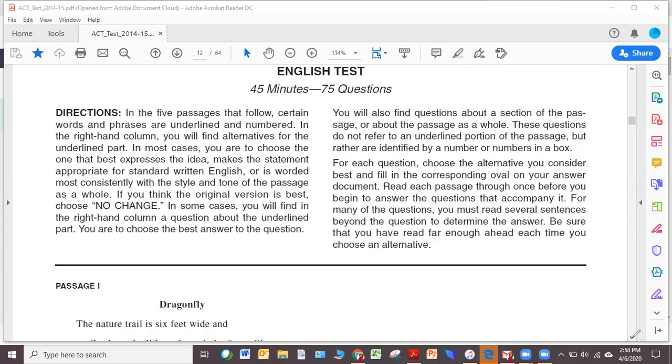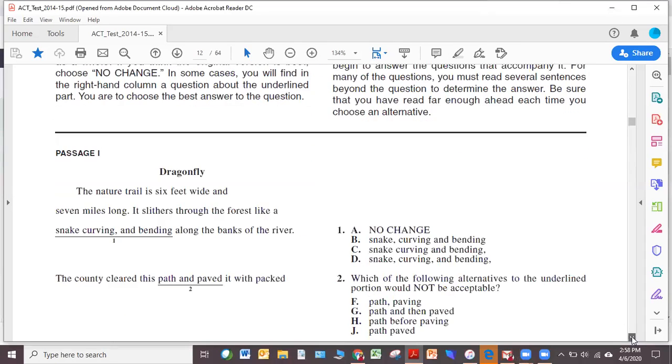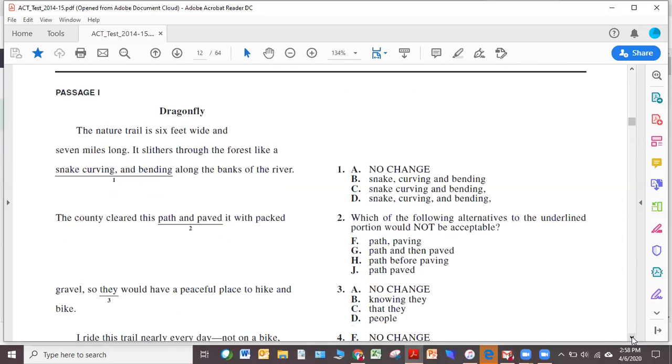So let's go down and look at the actual test and look at the steps. All right, so your steps are, you want to read the first sentence. You want to read the sentence all the way through.